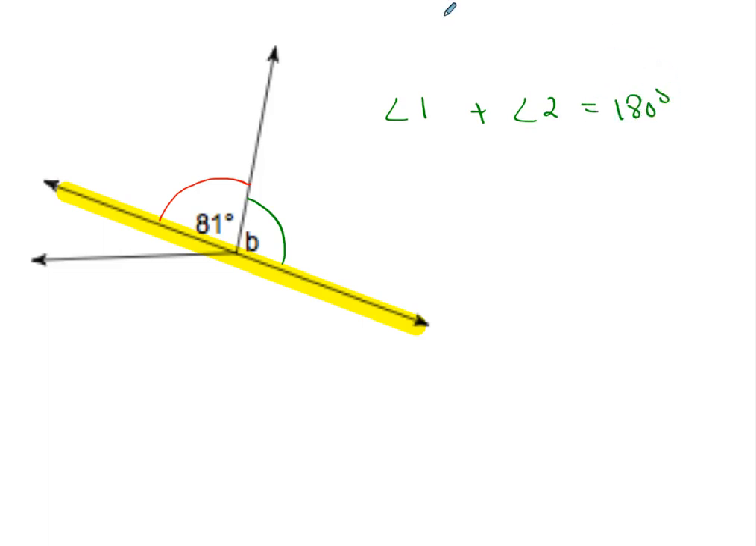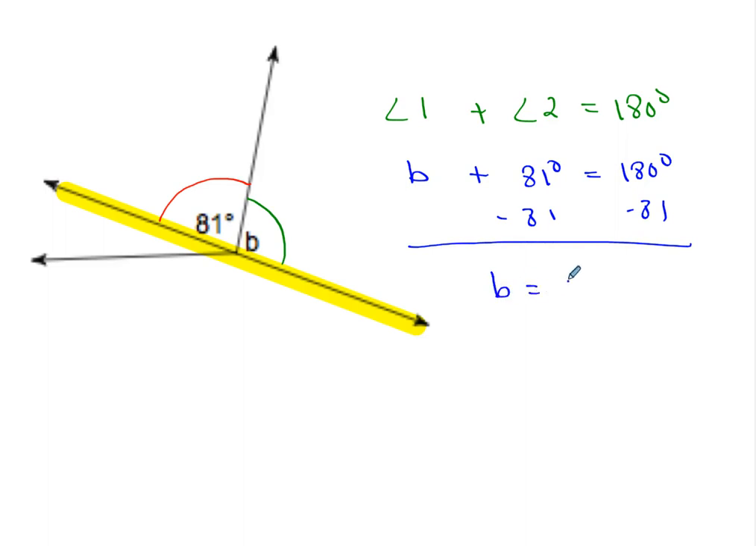So for supplementary angles, there's one angle, a second angle, and these two angles will always equal 180 degrees. One of the angles is known, one of the angles is unknown. My unknown angle, B. My known angle, 81 degrees. Totaling 180 degrees because they are supplementary angles. So angle B plus 81 is equal to 180 degrees. One-step equation, subtract 81 from both sides. B is equal to 99 degrees.